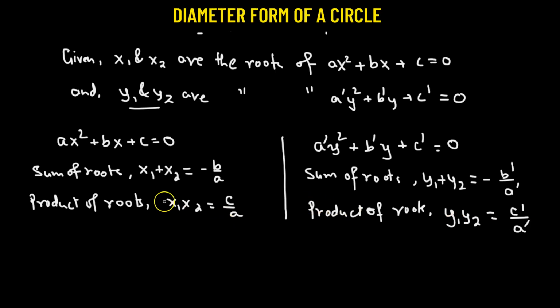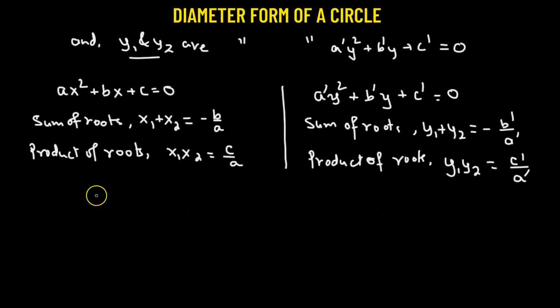Fine. So now we have successfully obtained the sum of roots for each case as well as the product of roots. Now we have to find out the equation of the circle. Now what's the equation of the circle? If the diameter form is known to us, so we'll use the diameter form.